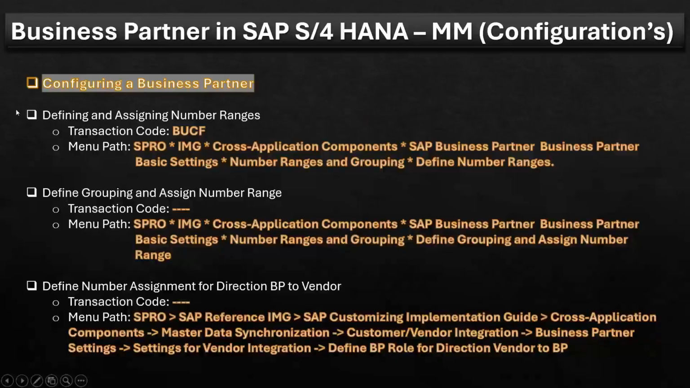Now, the next step is to configure BP master and link to vendor master. So the following steps can be executed to configure the business partner master data. The first step is to define number ranges by using the transaction code BUCF. And here is the menu path that I will follow on the SAP system.